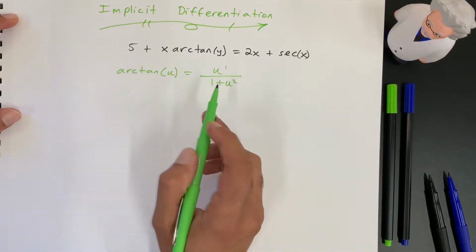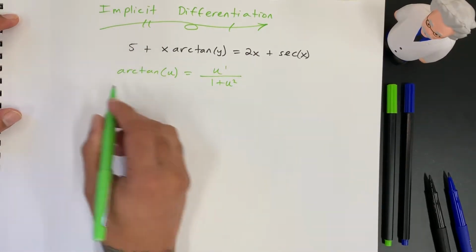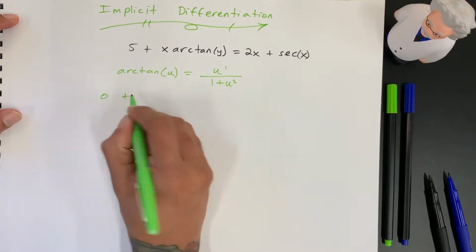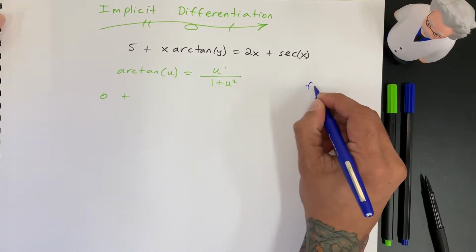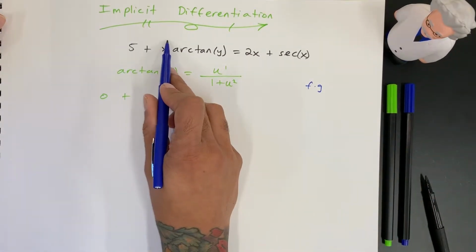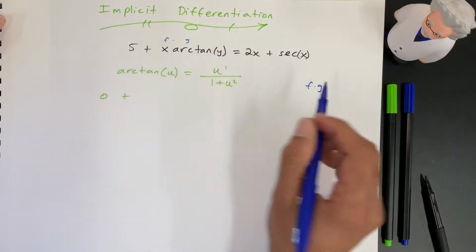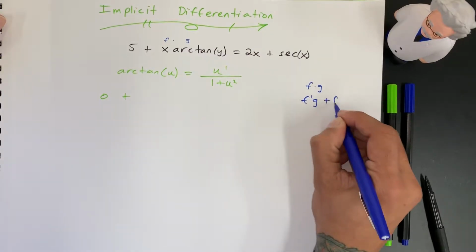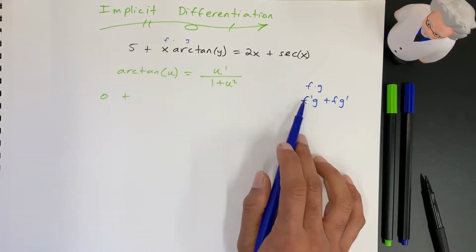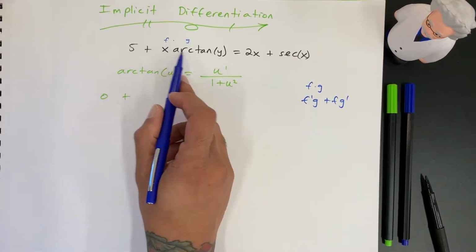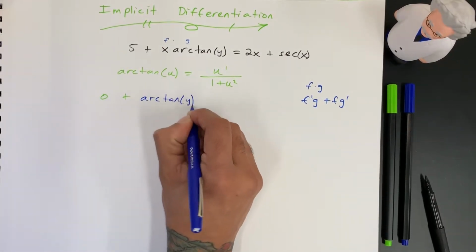Okay, so let's start with 5. That's going to be 0, so the derivative of a constant is going to be 0. And then plus, here we're going to have a product rule. Okay, so I'm going to write here f times g, which is f as the x, times g, which is the arctan of y. So f prime g plus f g prime. So let's start with the f, which is x. So f prime is going to be 1, and then the g part comes along. So we're going to have arctangent of y.